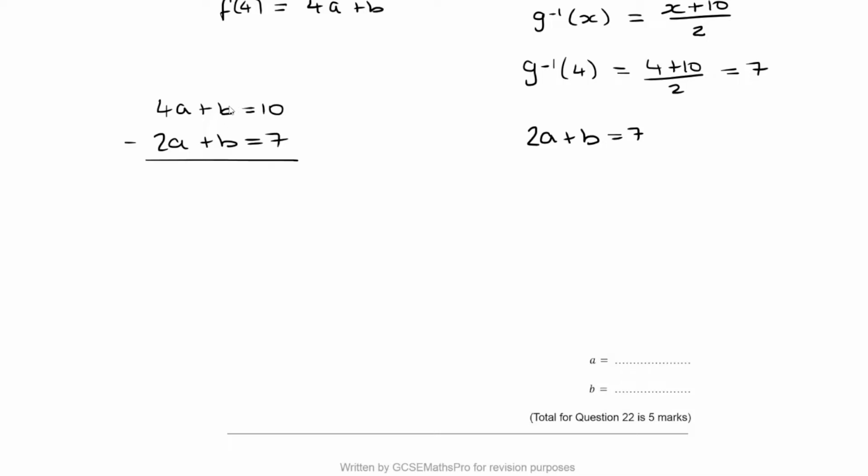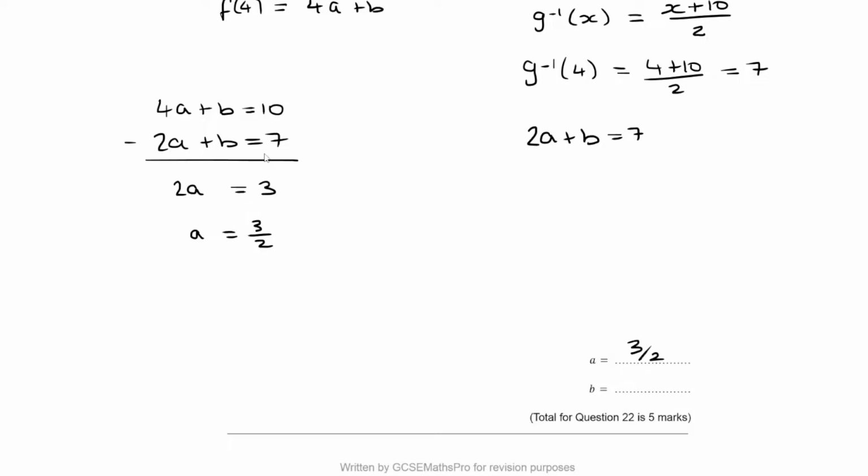Because we've both already got 1b, the same amount of b's, I'm going to use the elimination method, and same sign, subtract. So subtract both equations, we get 2a is 3. Then obviously solve it to find a. So a is 3 over 2, or 1.5 if you want to write it as a decimal.